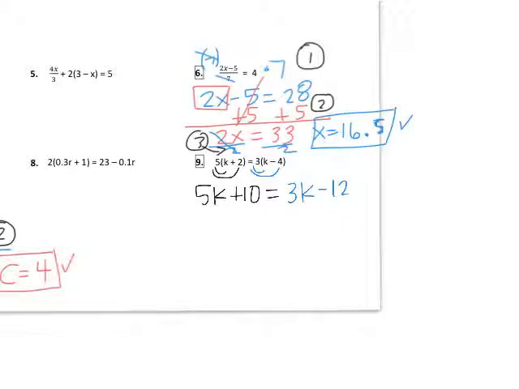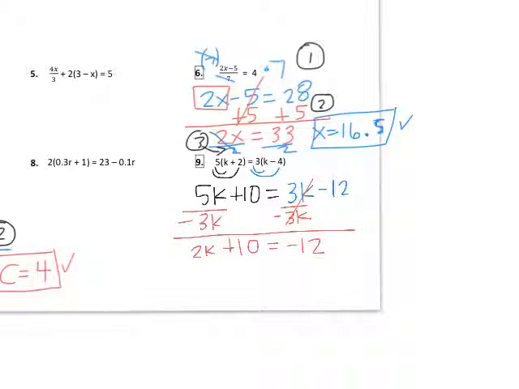Now I do have a couple of things that look alike, this 5k and this 3k. I do have to try to get them on one side of the equation. So in this case, I like to take the negative 3k. That's going to cancel here, and it's going to leave me with a positive 2k. I don't really like my variables to have a negative number or negative coefficient, so I always try to subtract the littler number and keep things as positive as possible.